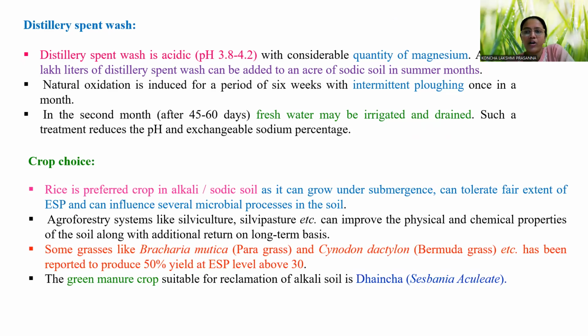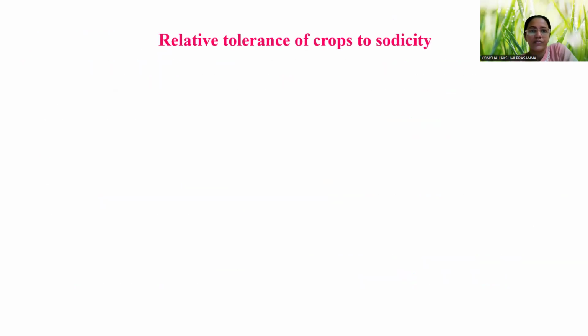Rice is the preferred crop that can be grown in the alkali or sodic soils. Agroforestry systems like silviculture and silvipasture can be grown for the improvement of the physical and chemical properties of soil. Some grasses like paragrass and Bermuda grass can be grown in order to reduce the ESP level. The green manure crop like daincha can be grown as a reclamation measure for the alkali or sodic soil.